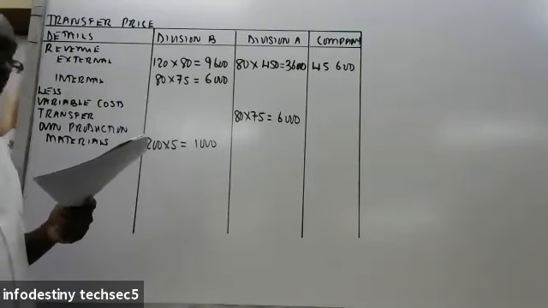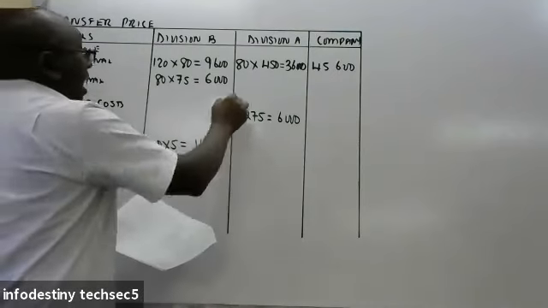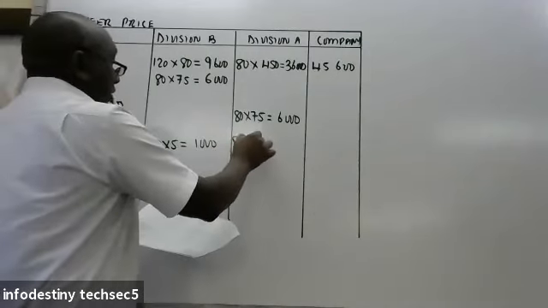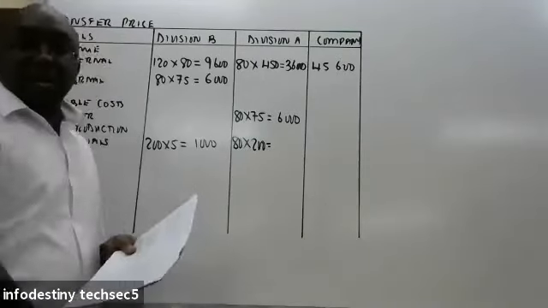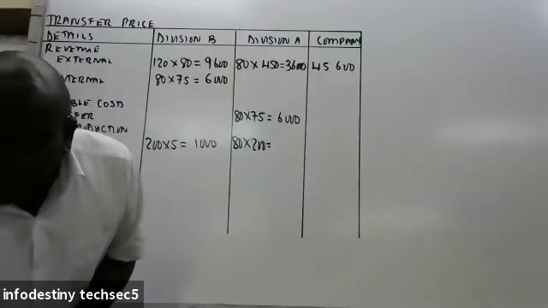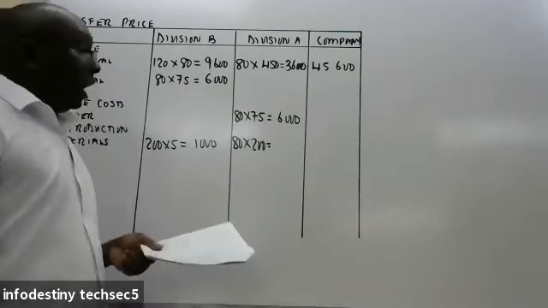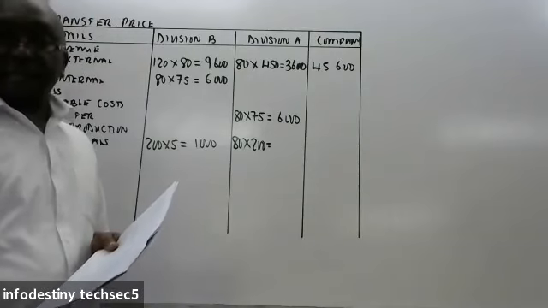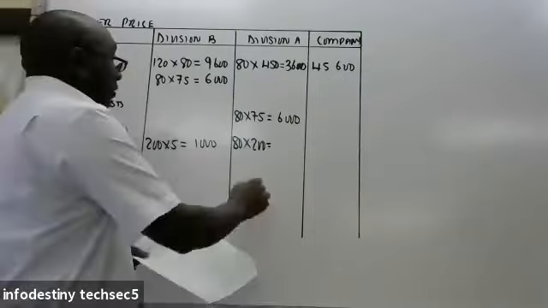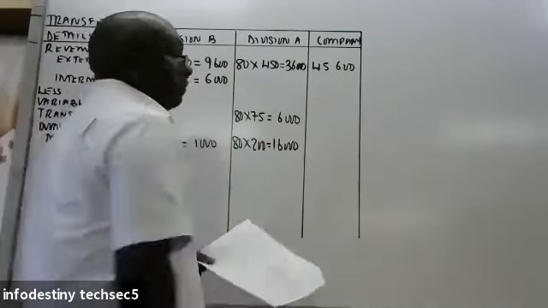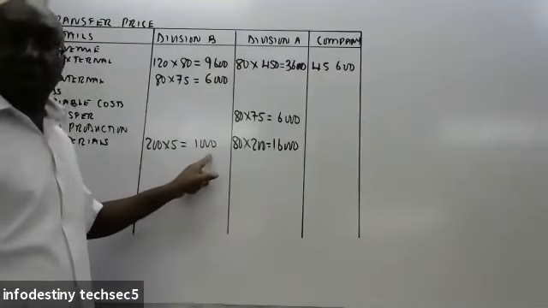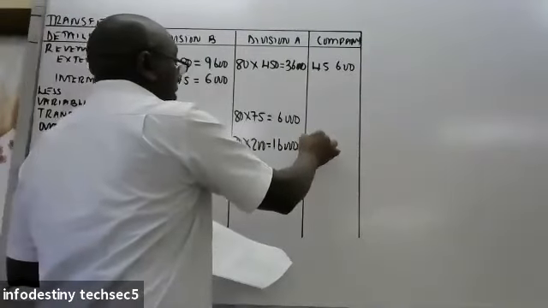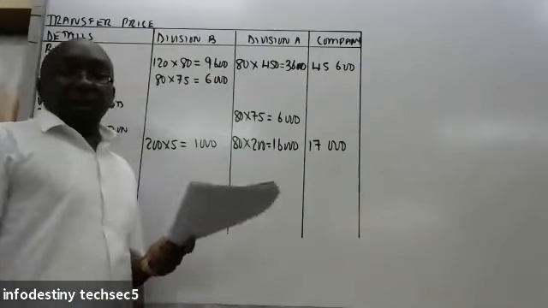When you go to division A, you find it has 80 units times the cost of materials, which is 200. So how much is that? 80 times 200 is how much? Yeah, good. 16,000. Now these ones are external costs, so they will be felt by the company. So this plus this, we get 17,000.